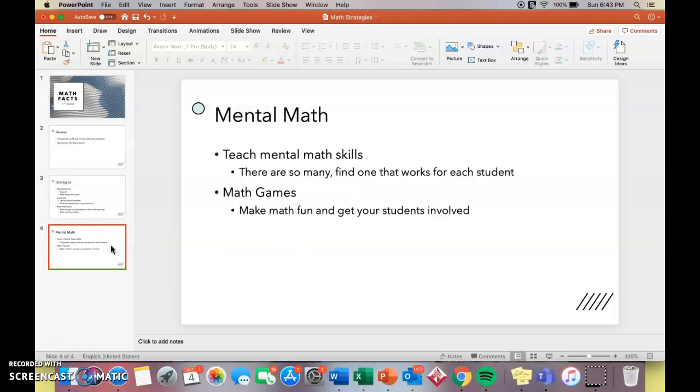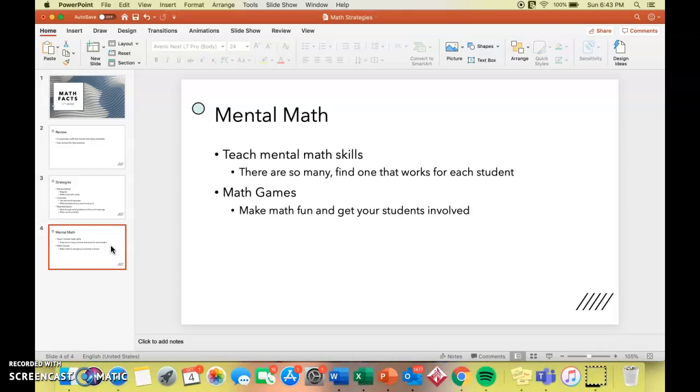Mental math is a huge part of math, and there are so many different mental math skills. Not one of them is going to work for all of your students. Make sure you let them explore, introduce them to as many as you can, and let them use what works best for them. And lastly, play a bunch of math games.